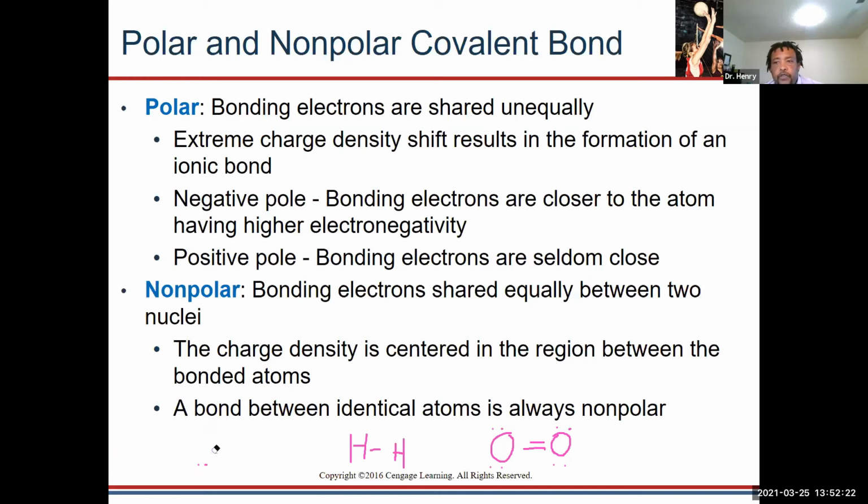So we want to make sure that when we're talking about polarity, we ask: is it bond polarity or is it molecular polarity? If there's only two things, it's easy because you're looking at bond polarity.